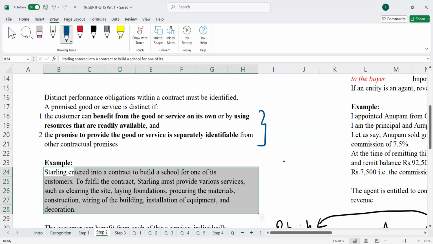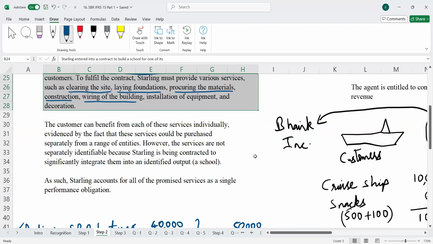Coming to the second point. Now tell me, are these services or promises identified separately in the contract? The answer is no. Why? Because the contract is to build a school. So there is only one performance obligation to build a school. Understood? See, you can get all these services done individually from separate contractors. For wiring, you will have another contractor. For installation, you will have another person. But are all these activities or promises separately identified in the contract? Are they separately identifiable? The answer is no. There is only one performance obligation, which is to build a school.